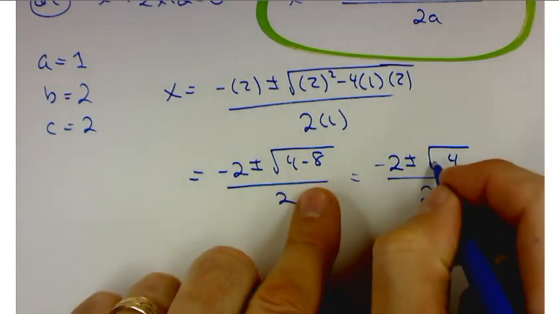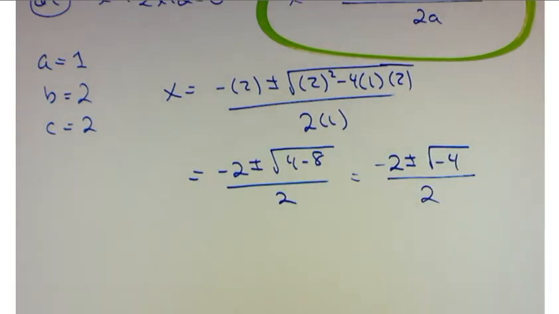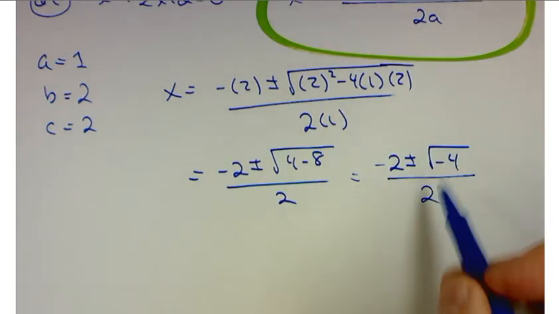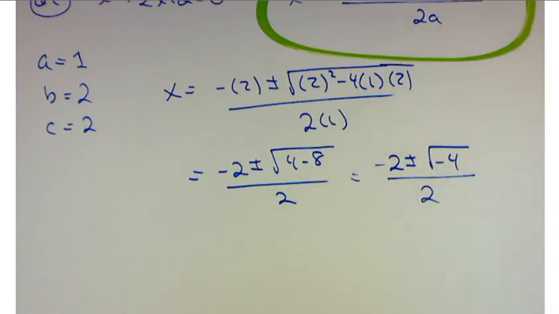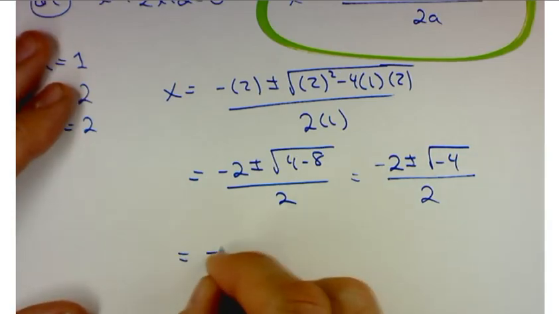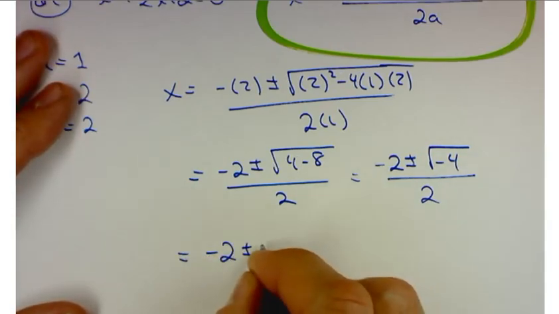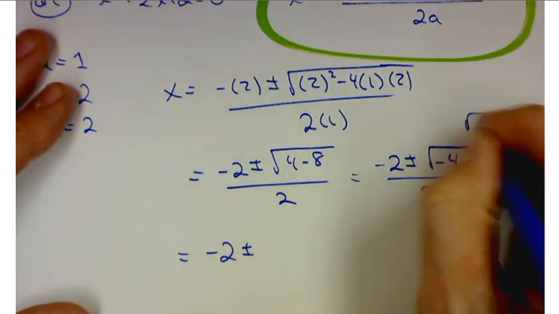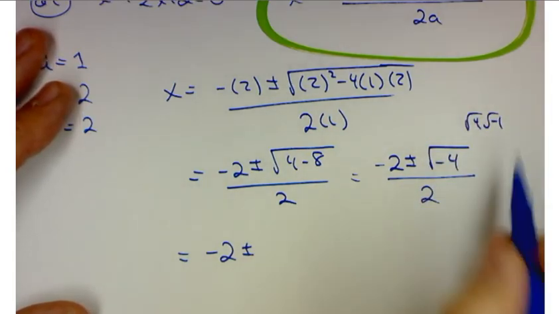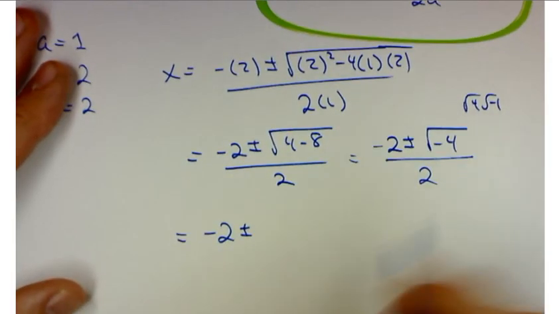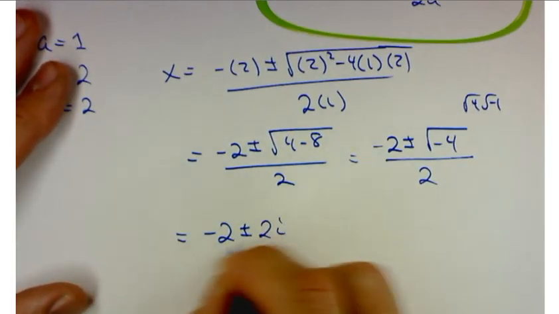Well, denial's not just a river in Egypt, right? All right. There's a negative here. You have to deal with that square root of a negative number. So the square root of negative 4 is what? All right. Square root of 4 times square root of negative 1. And how's that going to simplify? 2i.